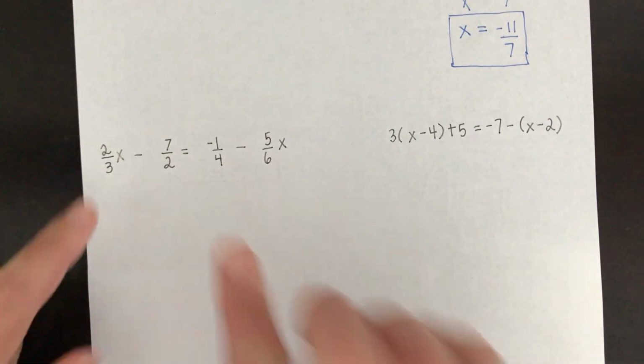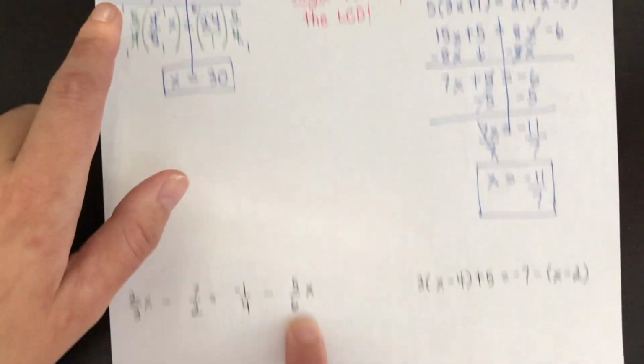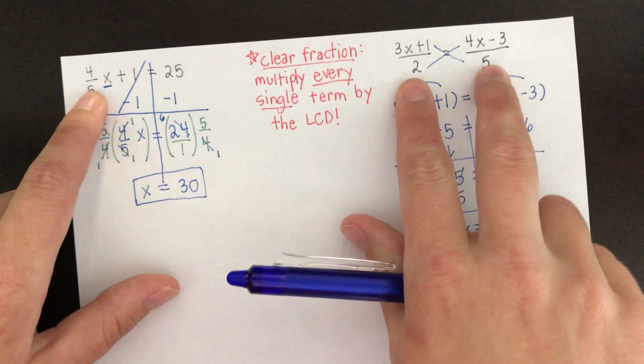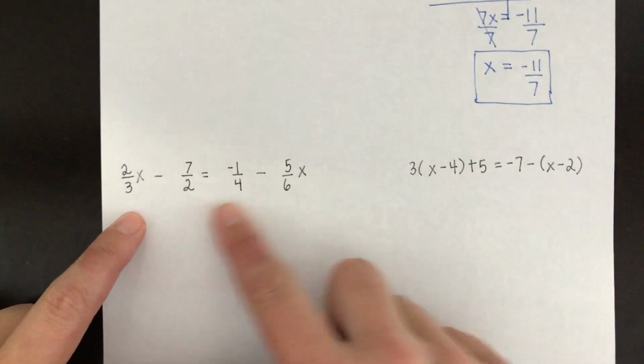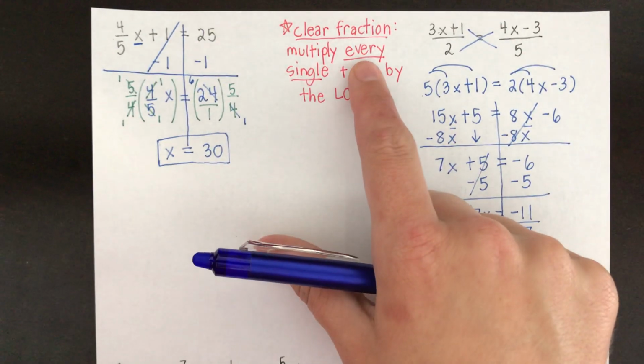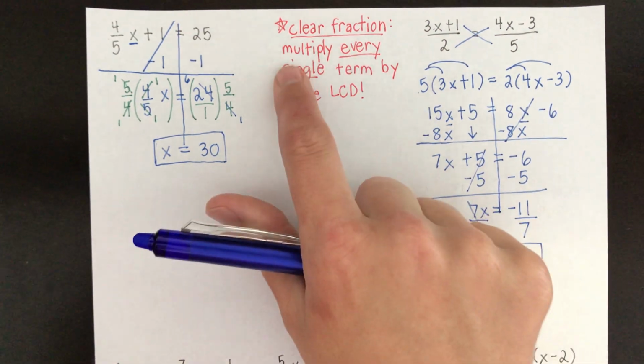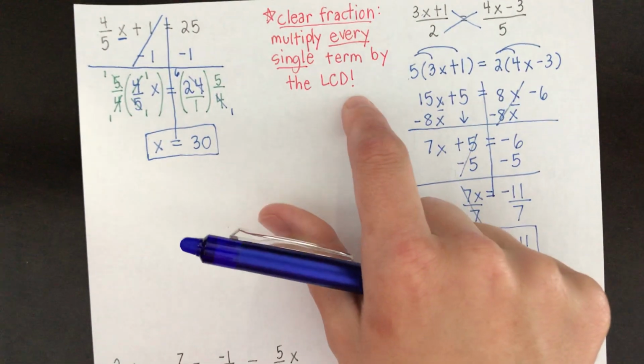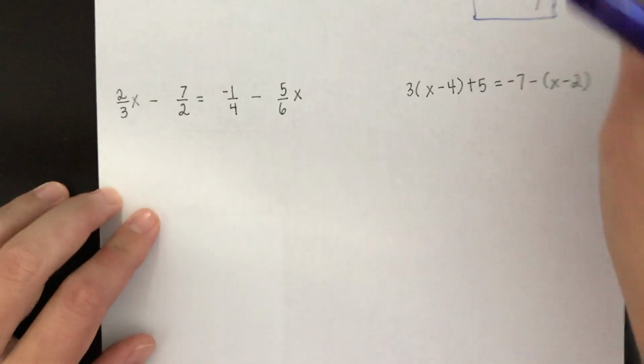All right, next problem. Here's the beast. Here's the beast. I do not want to work with this many fractions. One fraction? Sure. Here I could have cross multiplied. I don't want to work with this many fractions. I want to clear the fractions. So I will multiply every single term by the LCD. Here's the only hard part, finding the LCD.